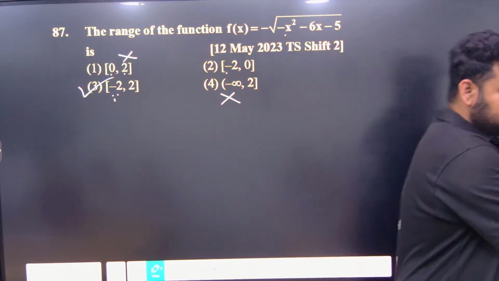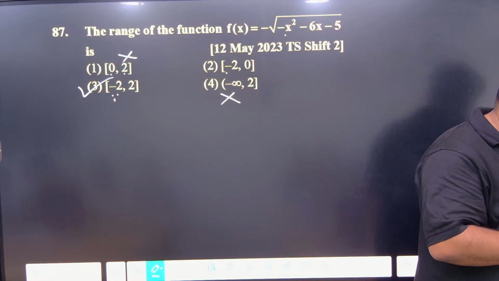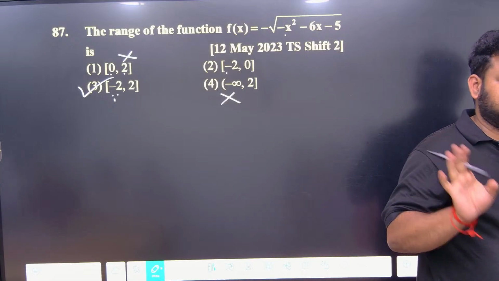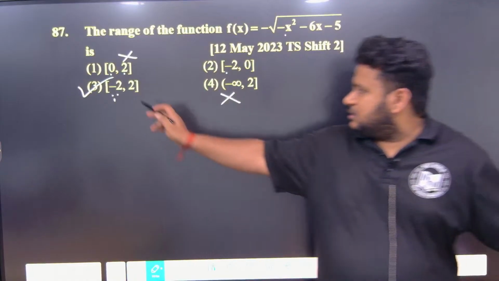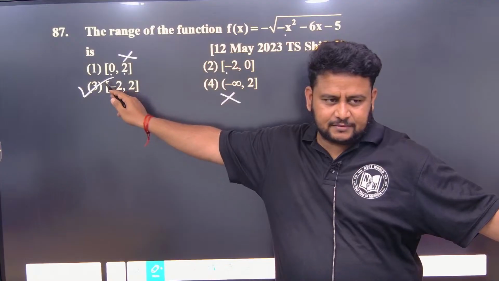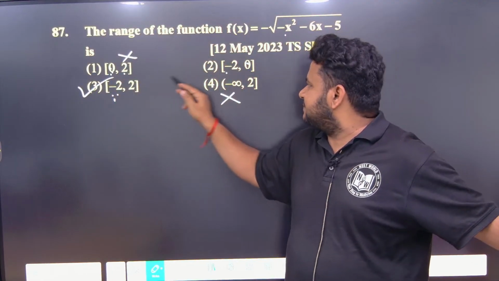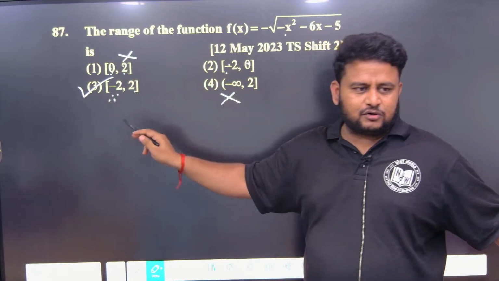Let me check the answer once. Yes, the third option is correct. Understood? I thought 0 is repeating, but at which place? This place and this place. But 2 is repeating in the same place. Minus 2 is coming here itself and 2 is repeating here. So we can go with the third option.